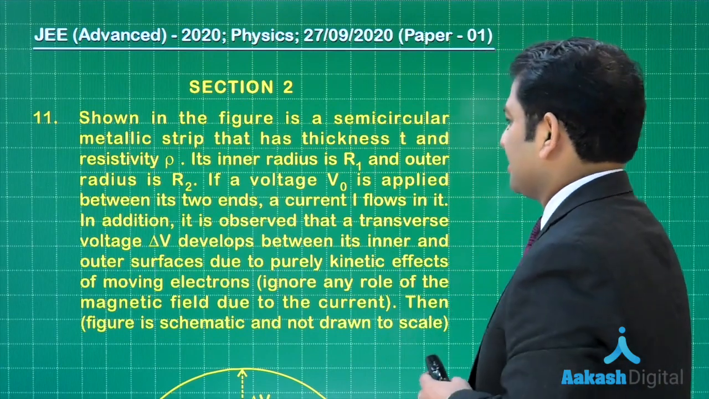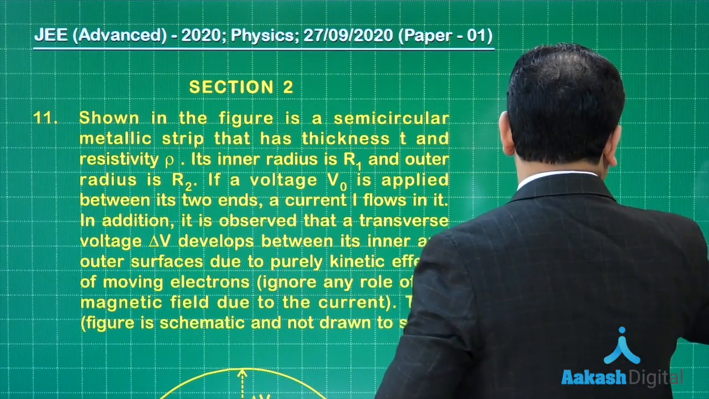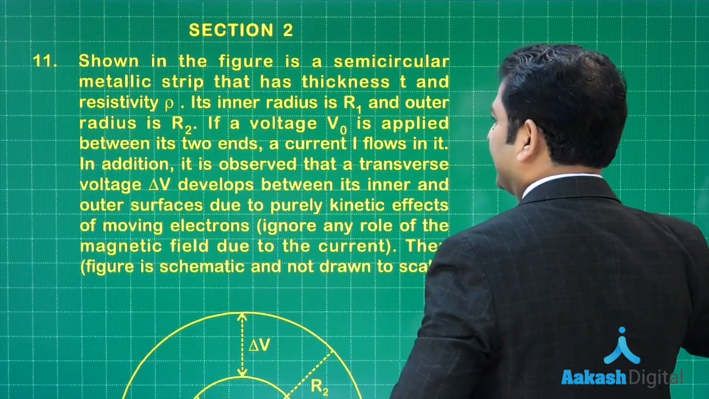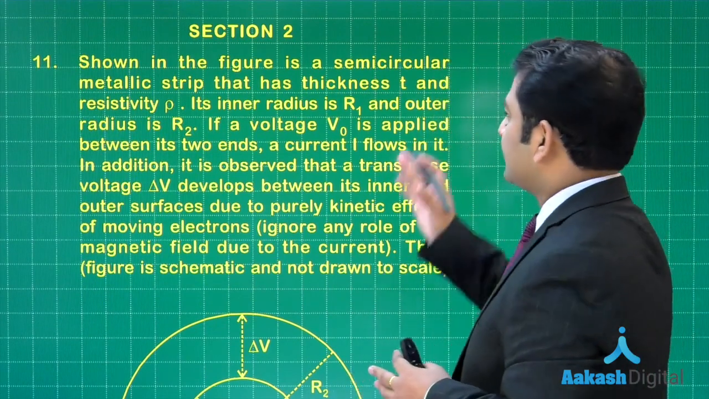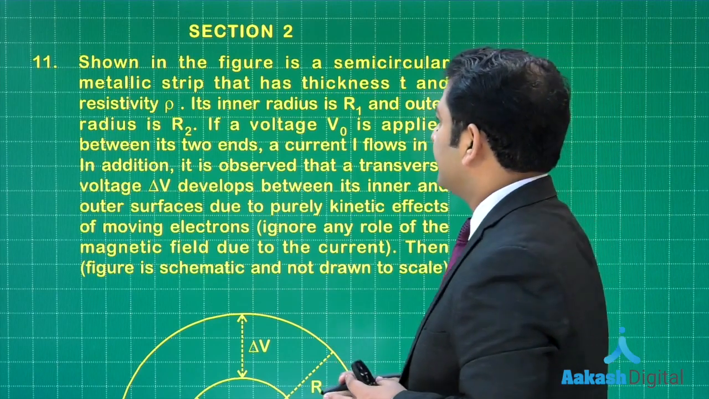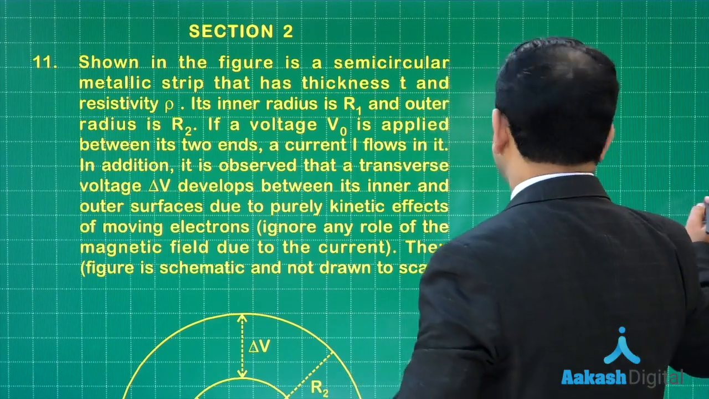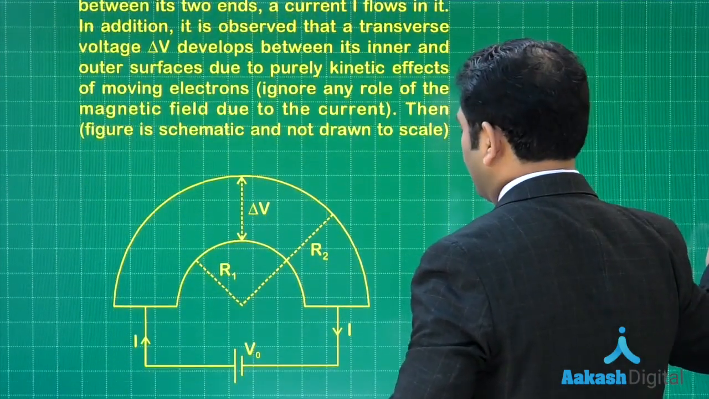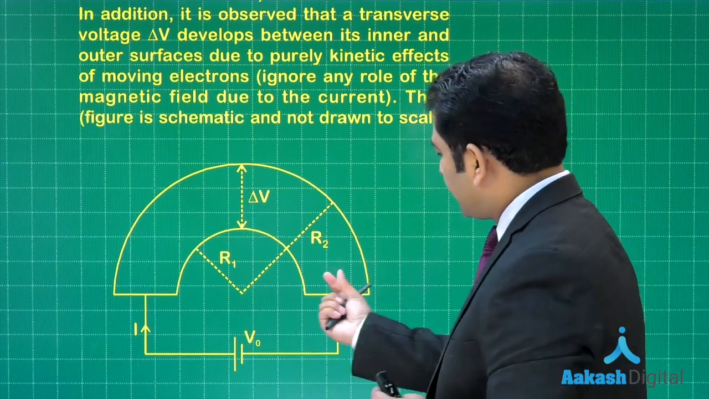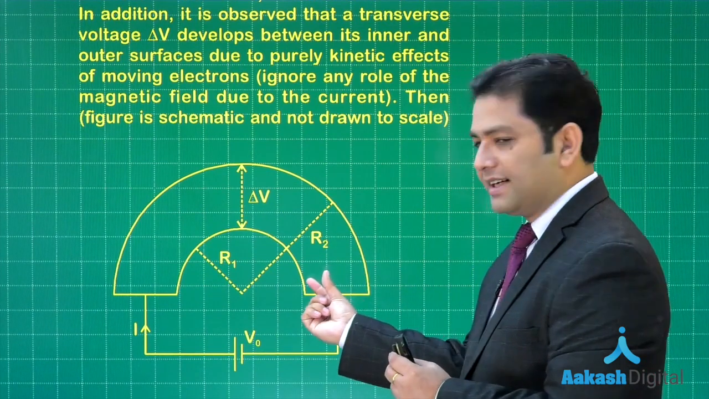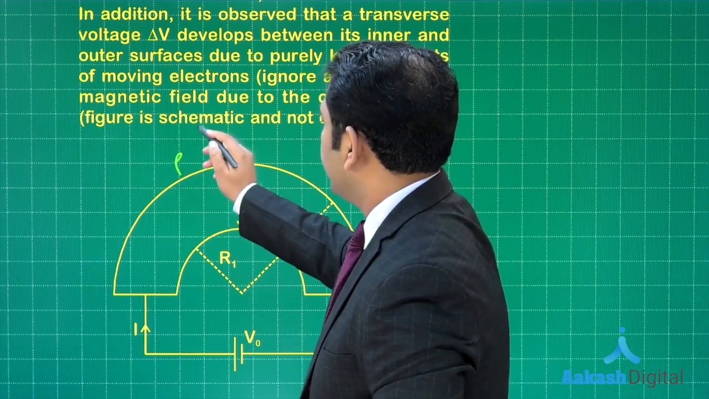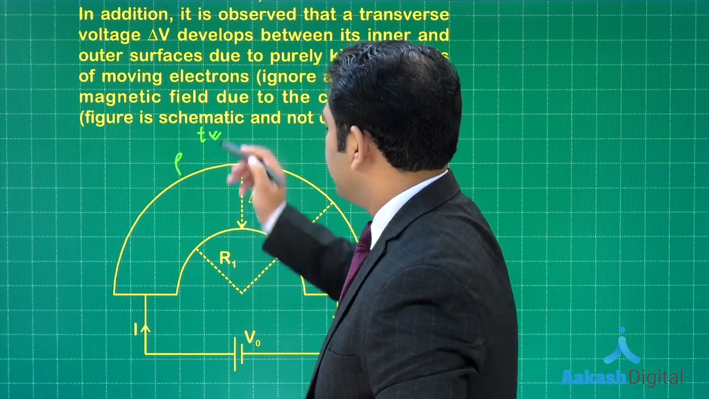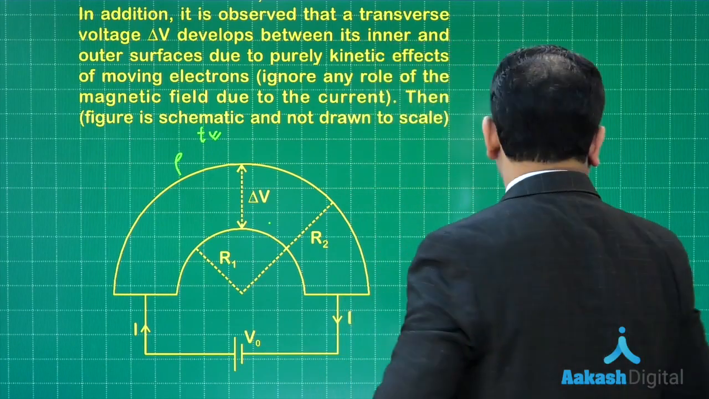The 11th question. This is quite a lovely one, brought from current electricity, and lots of interesting things you'll be getting. There is a semicircular metallic strip that has thickness T and resistivity rho. So let me show it here. The thickness, this side it's there, it's T, resistivity that has been given rho, and let me just keep it here as well. T is the thickness that has been given.